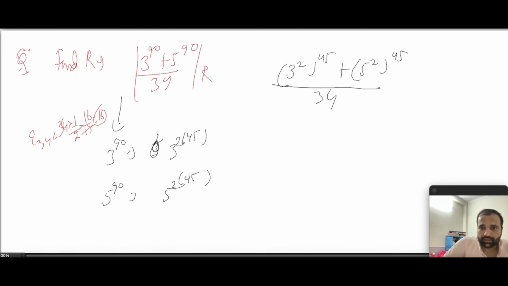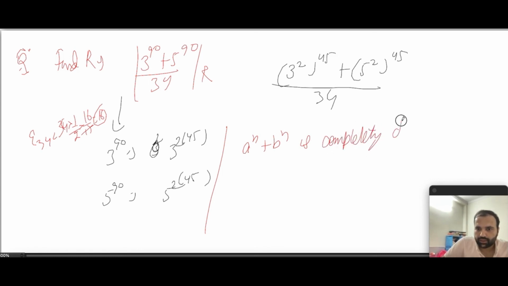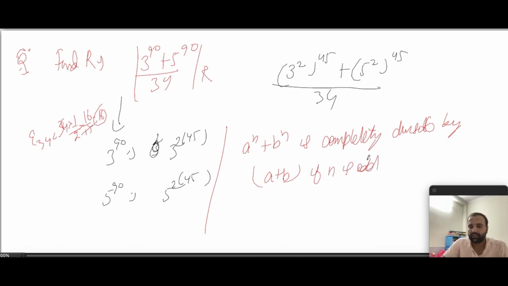Now how does it help us? See, this is a very important concept as well, and that's why I took this question. A^n plus B^n is completely divisible by A plus B if n is odd. Remember, if n is even, then it's not going to help. If n is odd, it can simply be done anytime.